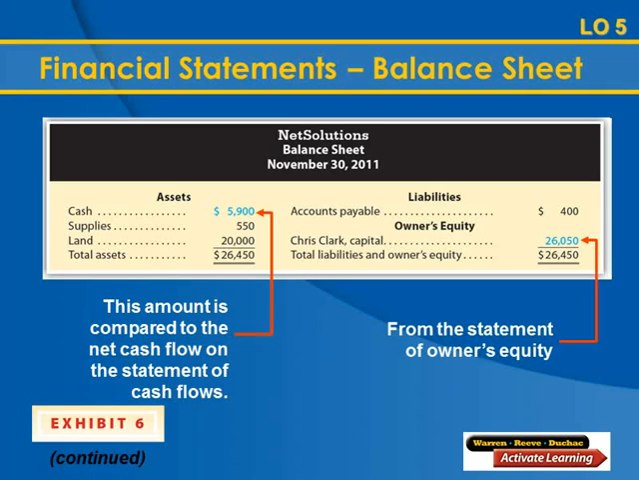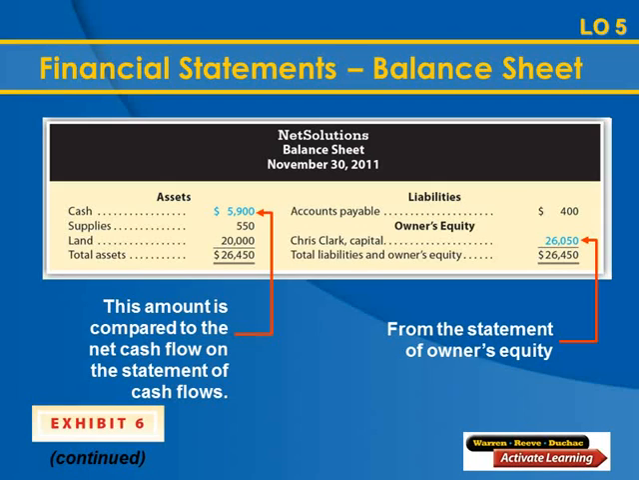Accounts payable of $400 is the only liability. Liabilities are listed on the right side of the balance sheet. The $400 of accounts payable is given a dollar sign because it is the first amount in the right column. This form of the balance sheet is called the account form. It mirrors the accounting equation with the assets on the left and the liabilities and owner's equity on the right. Next, the ending capital balance from the statement of owner's equity is listed below the liabilities.